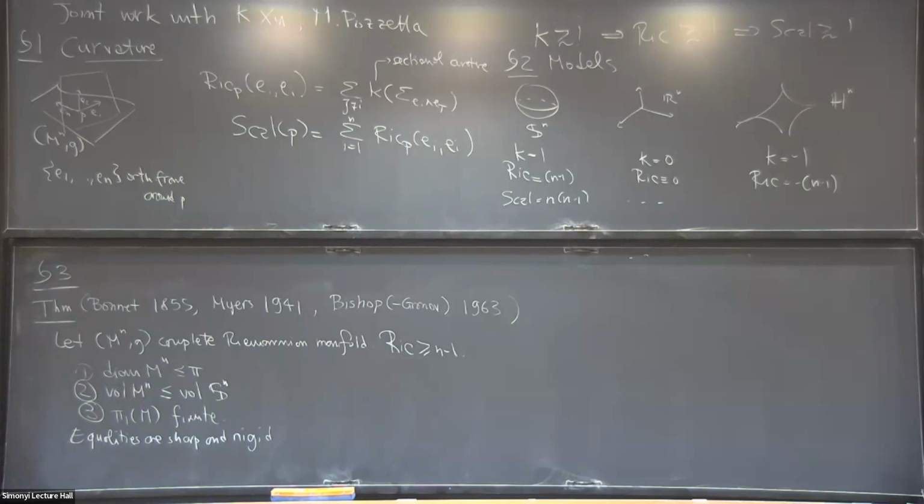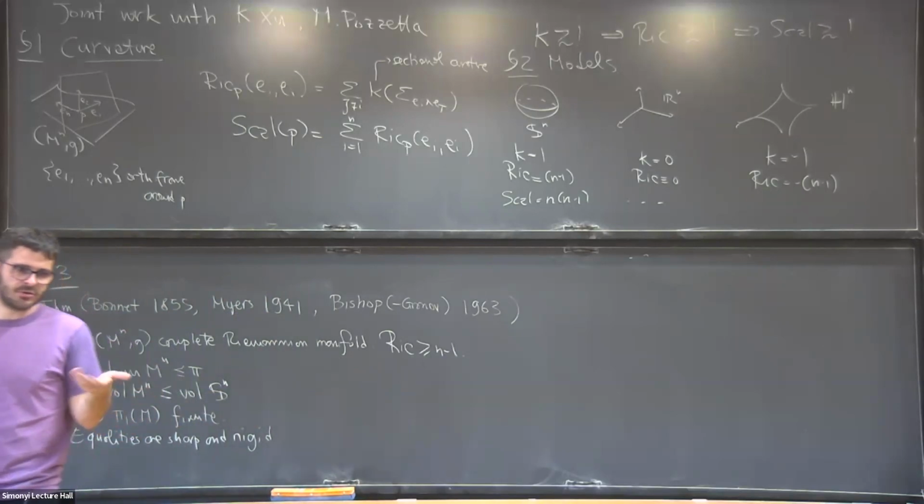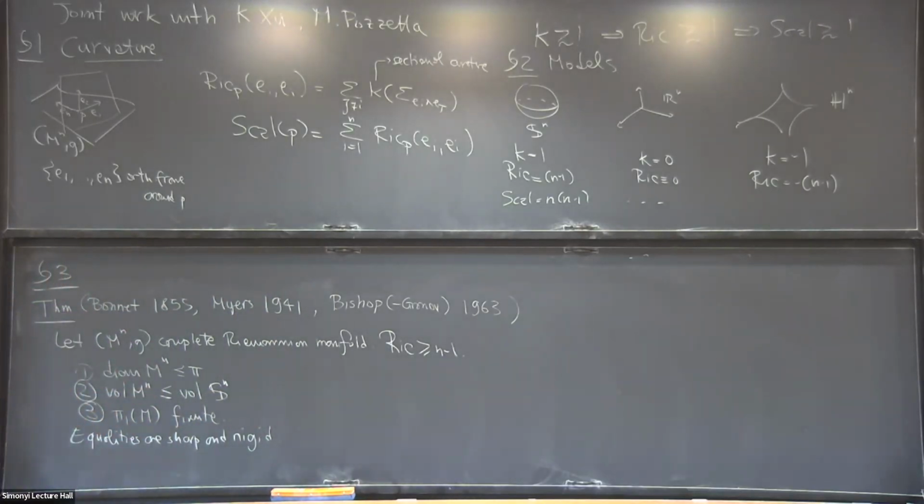This is where I want to start my investigation a little bit, because in my work with Kai-Shu, and then in subsequent works with Marco Pozzetta as well, we try to understand how to generalize this theorem, and what we can say when we have a less pointwise but more global condition. I will also try to explain what the motivations for generalizing this are.